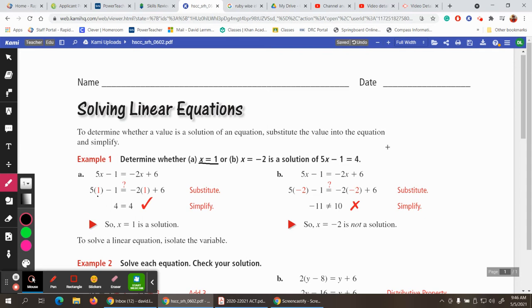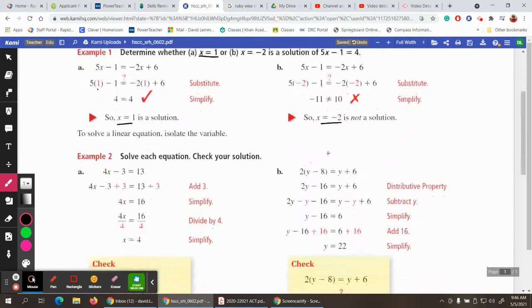You put a -2 here. Simplify. Is it the same? No, it's not. So x equals -2 is not a solution. x does equal 1. That is a solution.